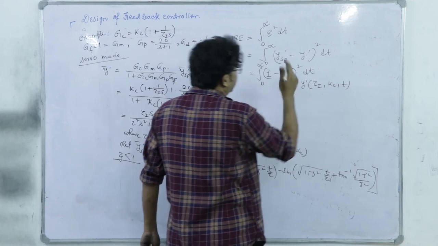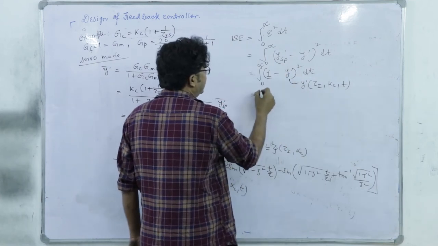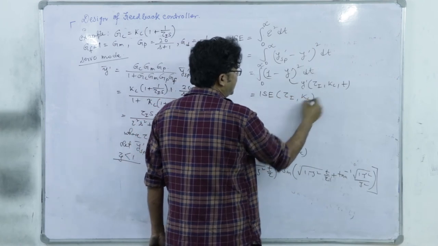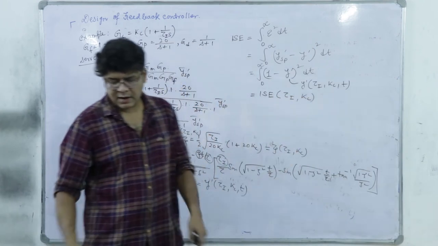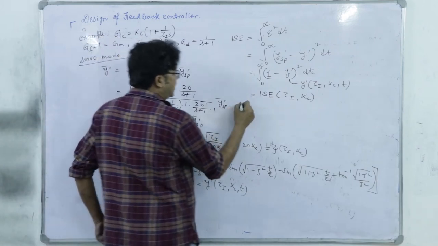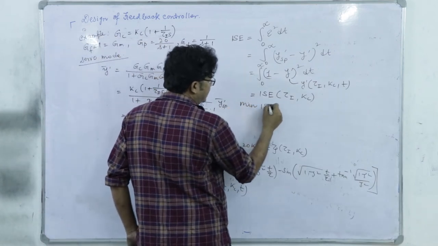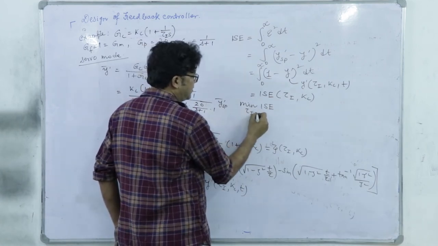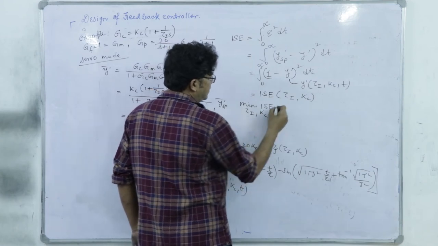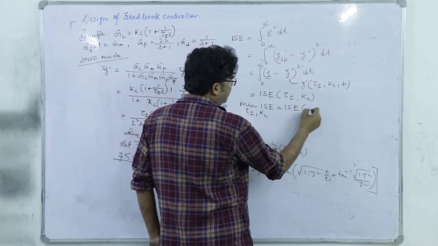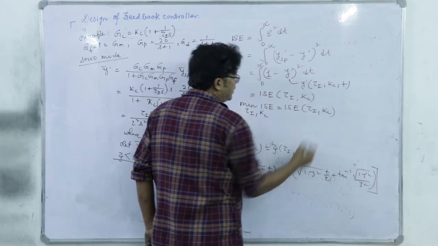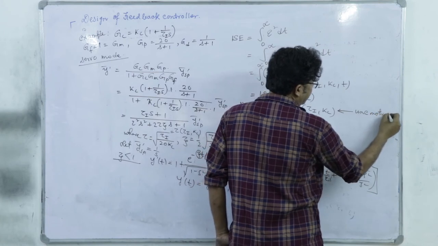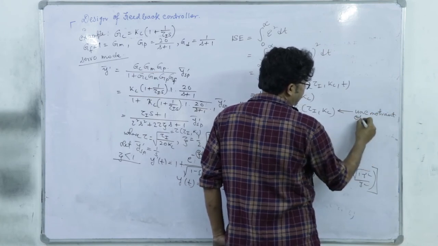So, if I integrate it over time, finally, I will get ISE to be a function of two controller parameters, right? And our criterion is what? Our criterion is minimum ISE, right? And what do we have to minimize? What are the optimization parameters? Tau I and Kc. So, this is an unconstrained optimization problem.